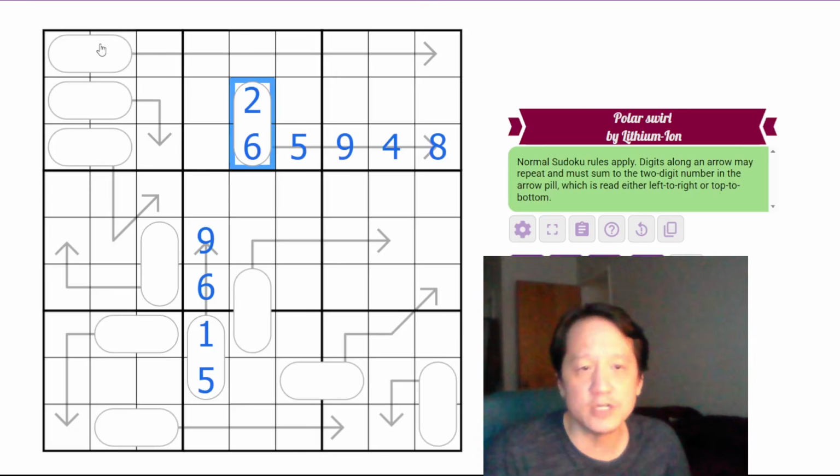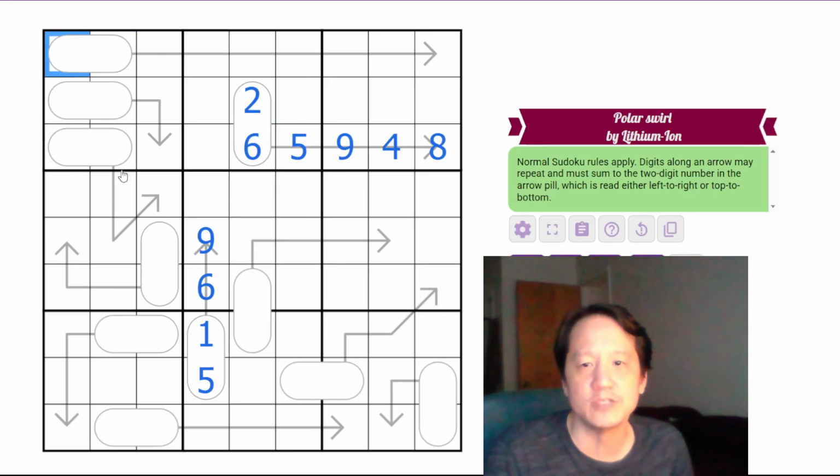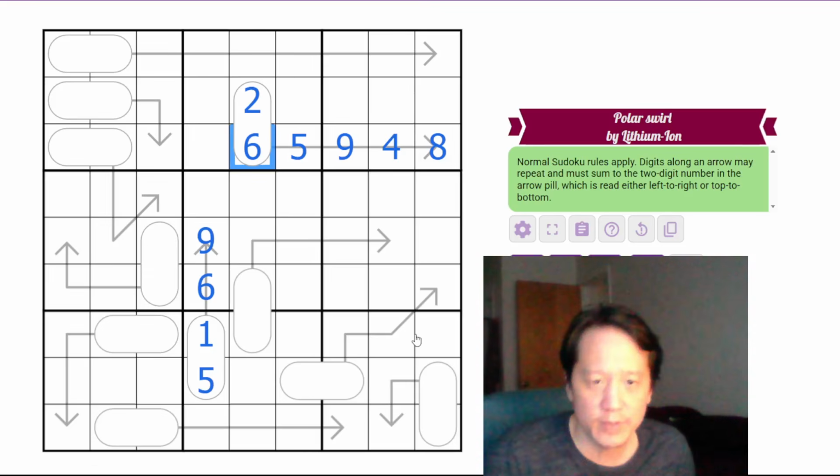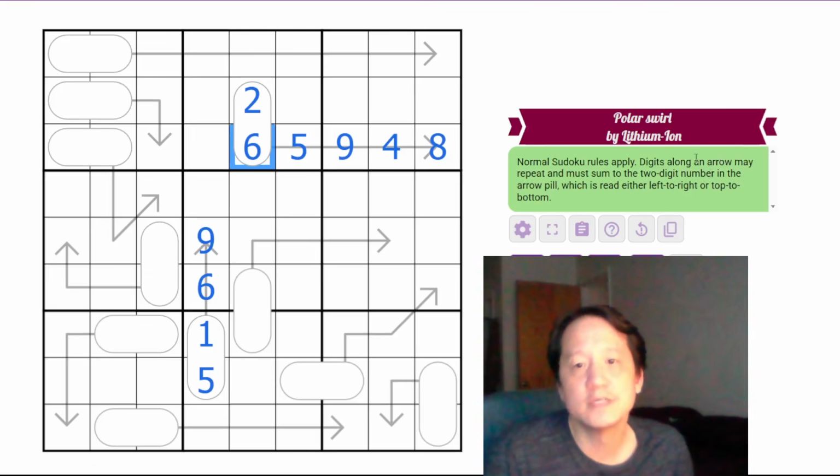And for the 2-digit numbers, the tens digit is always the leftmost digit or the topmost digit, and the ones digit is the rightmost digit or the bottommost digit. And those are all the rules.